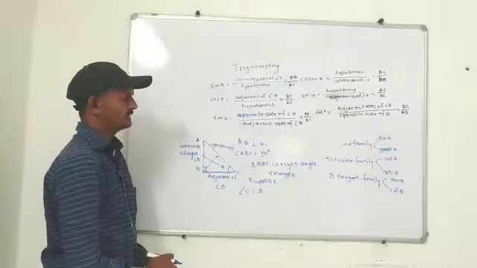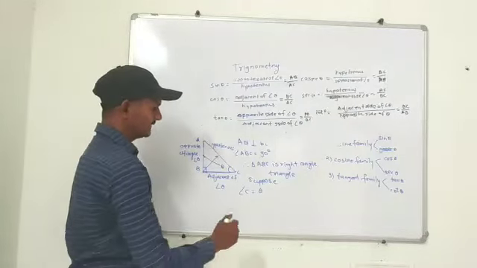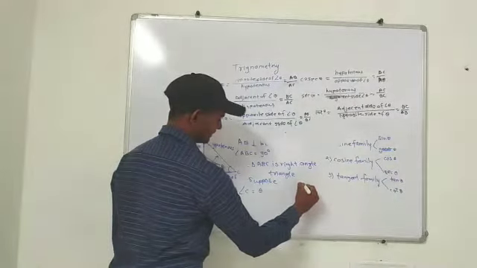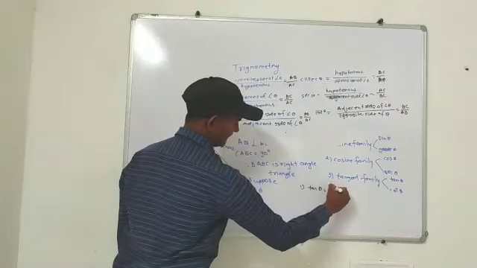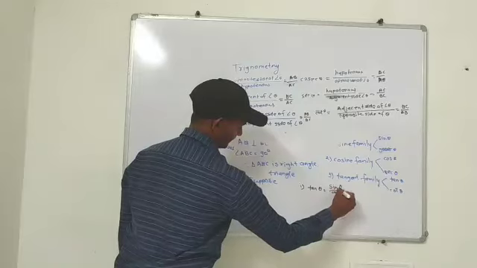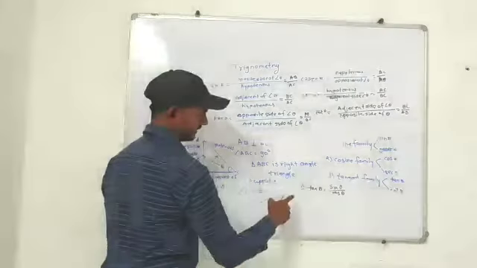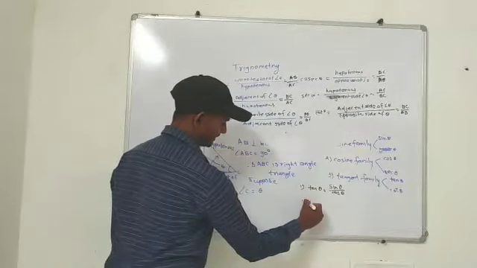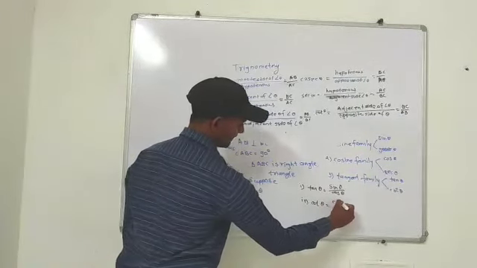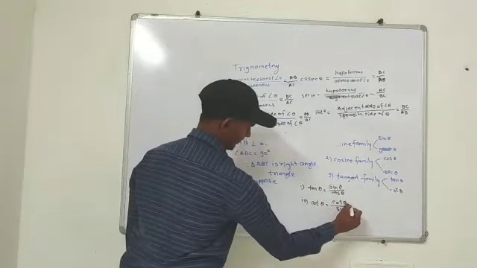Now, in the basics of trigonometry, the second topic is the basic formulas. The basic formula is tan theta is equal to sin theta upon cos theta. This is the basic formula of trigonometry. The second one is cot theta is equal to cos theta upon sin theta. Right?